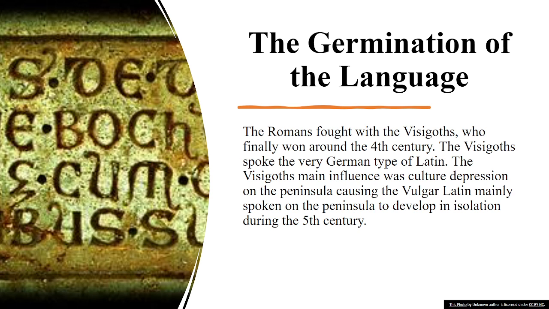The germination of the language. The Romans fought with the Visigoths, who finally won around the 4th century. The Visigoths spoke a very Germanic type of Latin. The Visigoths' main influence was cultural depression on the peninsula, causing Vulgar Latin, mainly spoken on the peninsula, to develop in isolation during the 5th century.